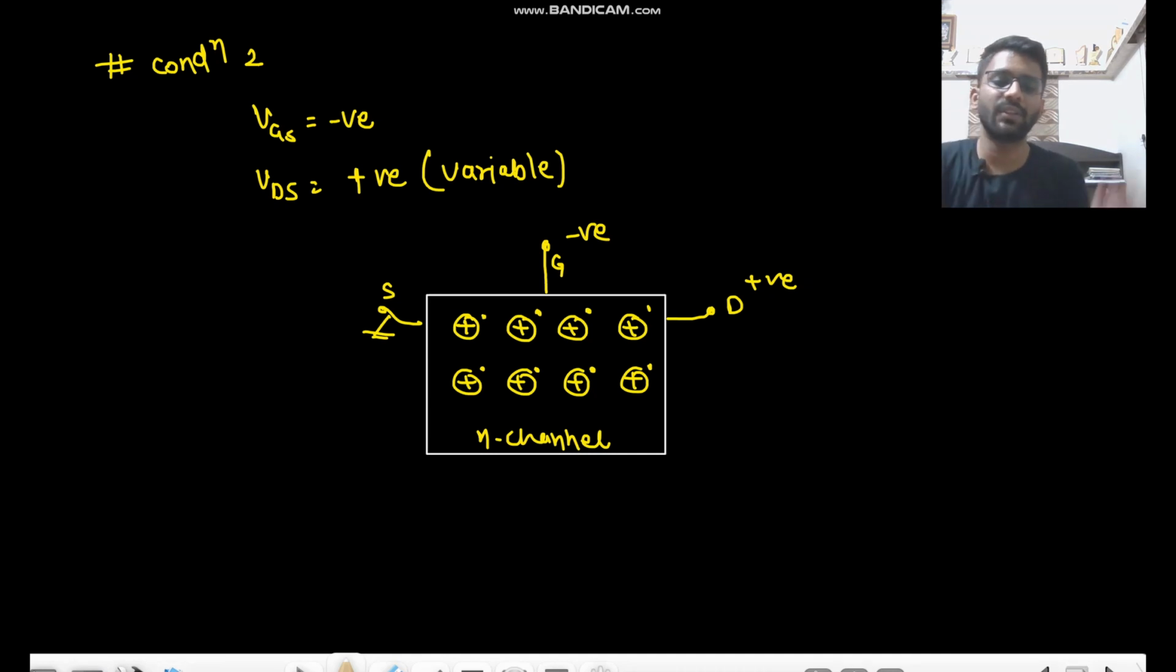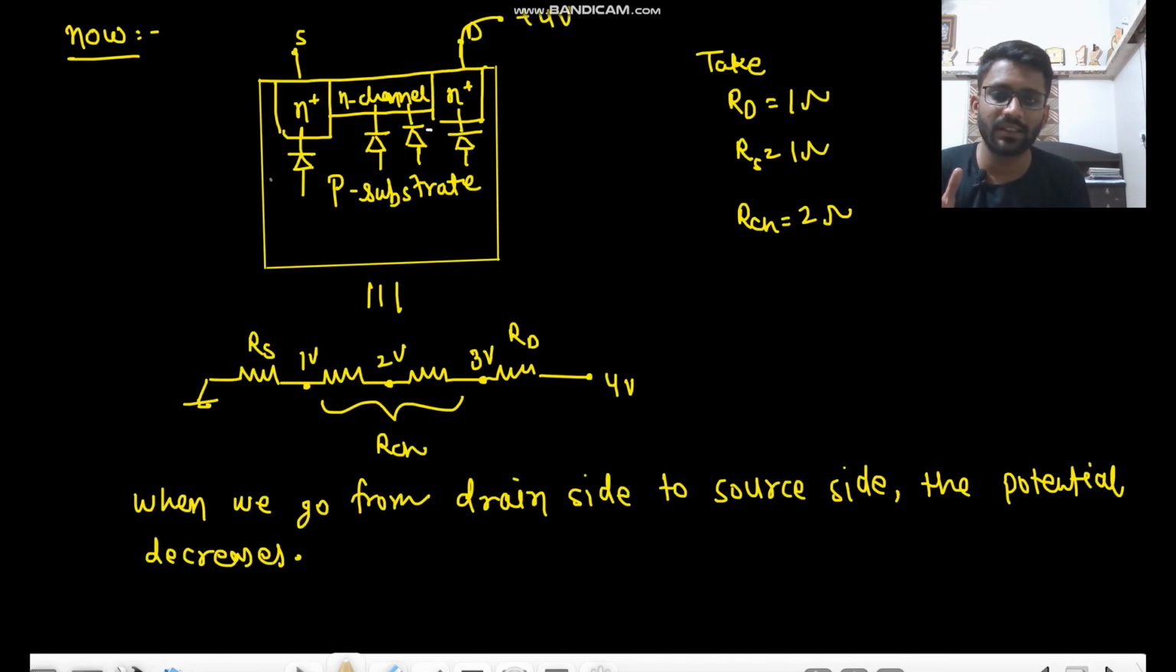Now since your gate is negative, this potential is at negative. This is the N channel. Now I am not forming the complete MOSFET here. I am just forming the channel. Just this part I am forming, just the channel.